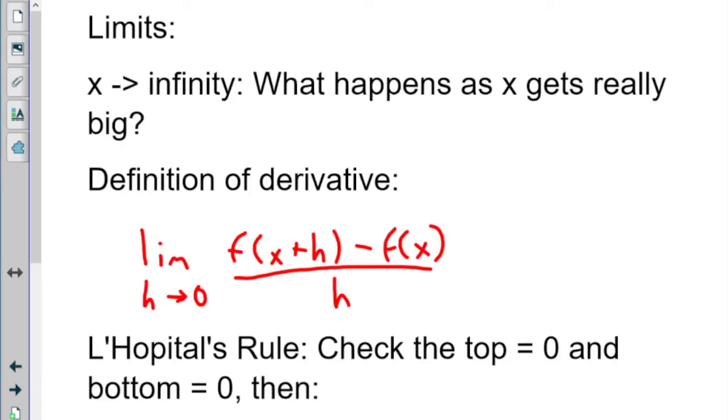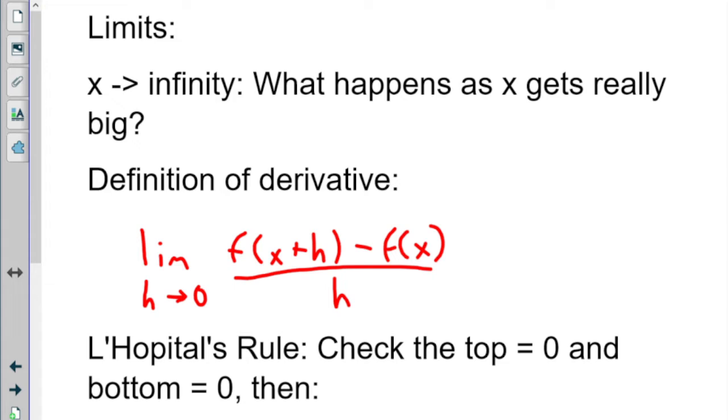So we're going to start by talking about limits. Remember, for a limit as x approaches infinity, that's what happens as x gets really, really big, or negative infinity, really, really big, but negative. So that's a race usually between the top and the bottom. If the bottom wins, then the limit is 0, for example.